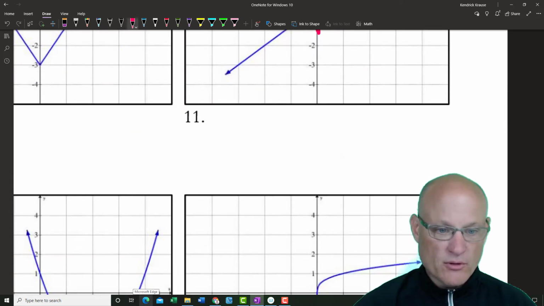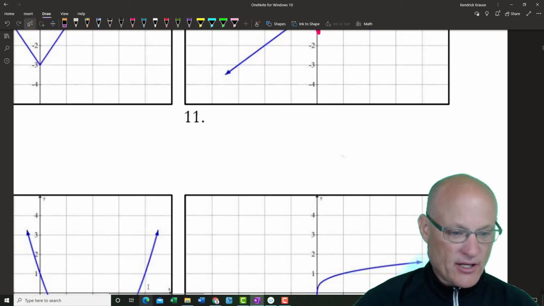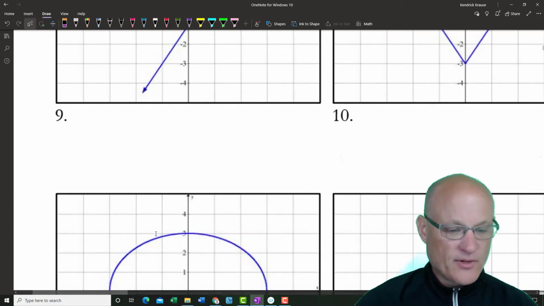Why can't I move over? I don't understand. I got to figure out this left and right movement. I thought I had it figured out.